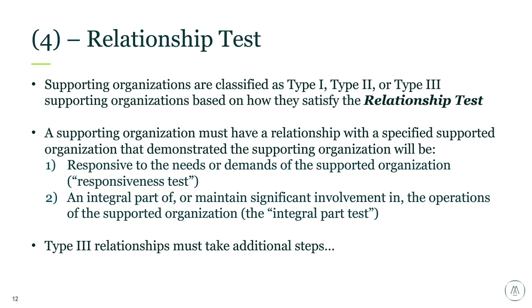It should be noted that Type 3 organizations, which remember we highlighted have been heavily regulated by the IRS, must take additional steps to prove that they have a close relationship with a public charity. And we'll go into this a little bit later. However, what I'd like to do now is highlight how Type 1, Type 2, and Type 3 organizations establish those close relationships.